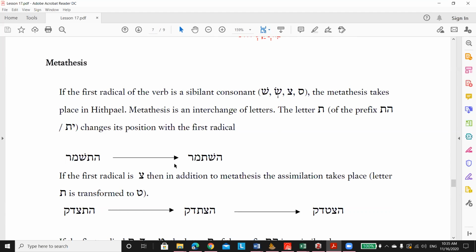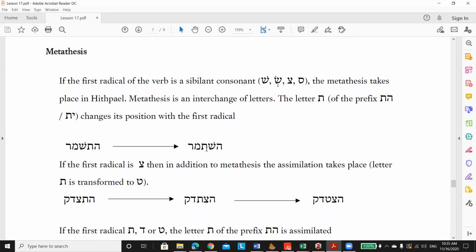For example, the root shamar would be hit shamer, it is supposed to be, but because of this metathesis, it would be hish tamer, and it could be confusing. It's true, because you will not be able to understand that this is the root shamar. But if you know about this phenomenon, metathesis, you just need to change the letters, and in this case you will have the correct meaning of the root shamar.